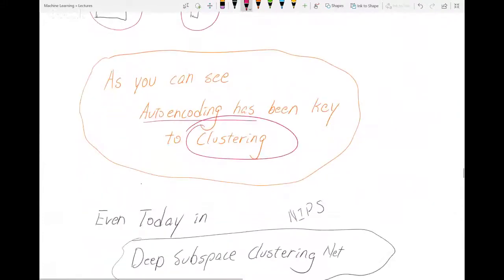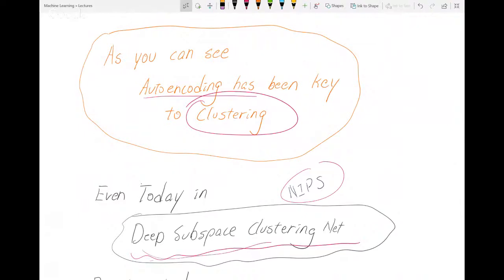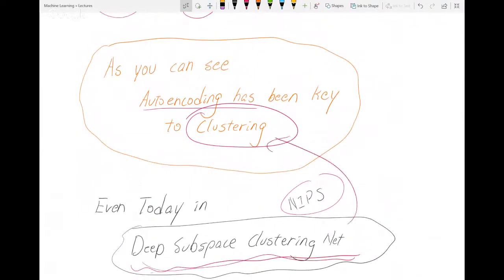In the next one, I'm going to talk about the latest that I read. I think it was NIPS, I don't really know for sure, but Deep Subspace Clustering Net. Yeah, you're going to see a pattern here. Essentially, they use autoencoders. So I guess I will show you this in the next video. All right.